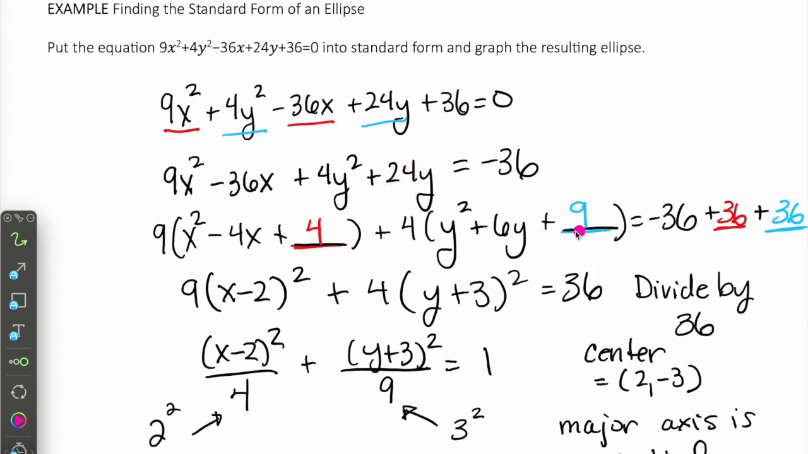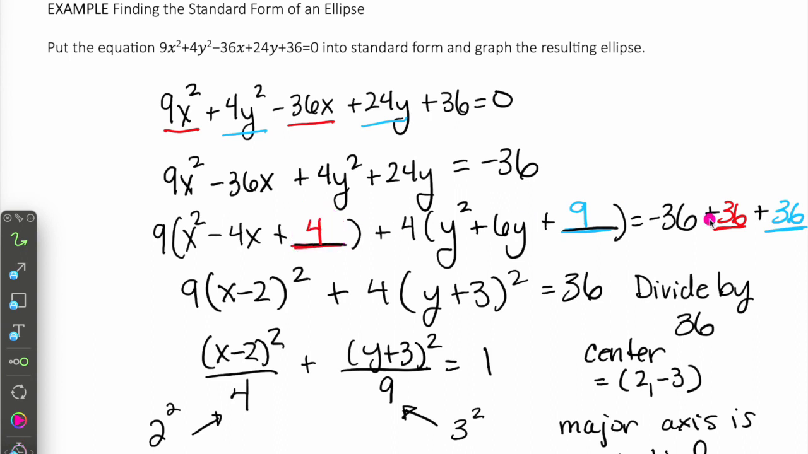And then I left a plus blank in there for completing the square. And then I put blanks on the other side as well, because whatever I put in here, I need to add in on the other side to keep the equation balanced. Now when I take half of 4 and square it, that gives me 4.